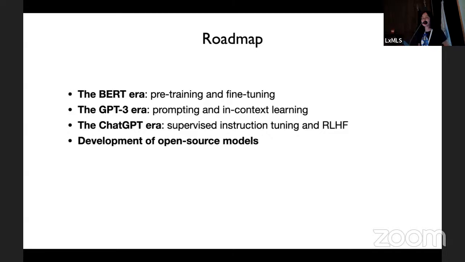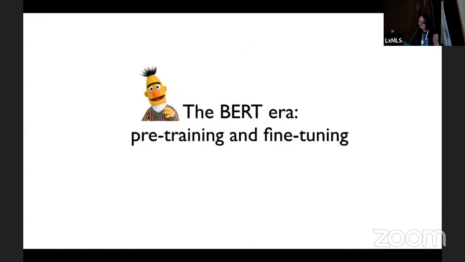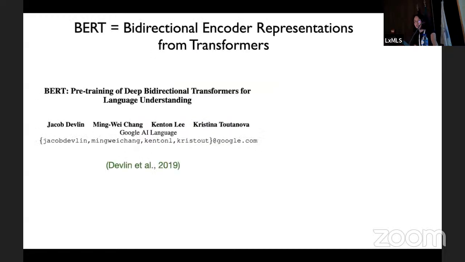The progress has been really fast. There have been lots of exciting developments. So I'll see how much I can cover here, but I'm going to basically follow this structure and tell you some of the biggest ideas that have been developing over the years. So the first is the BERT era, pre-training and fine-tuning.